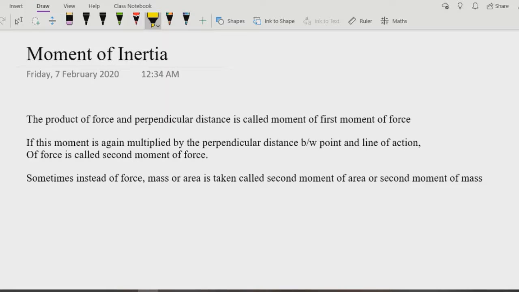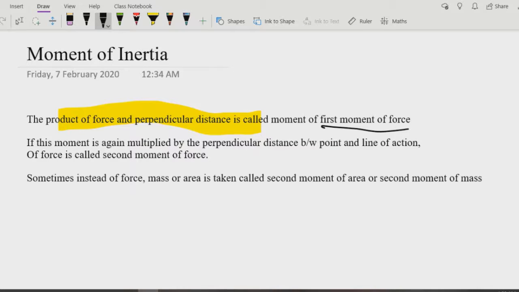So before coming towards moment of inertia, initially let's understand what actually is moment. Now we know that the product of force and perpendicular distance is called moment, or we also call it first moment of force, first moment. Now this first moment can be converted into a second moment of force when we again multiply this perpendicular distance, as written here. If the above moment is again multiplied by a perpendicular distance between point and line of action, it is called second moment of force.